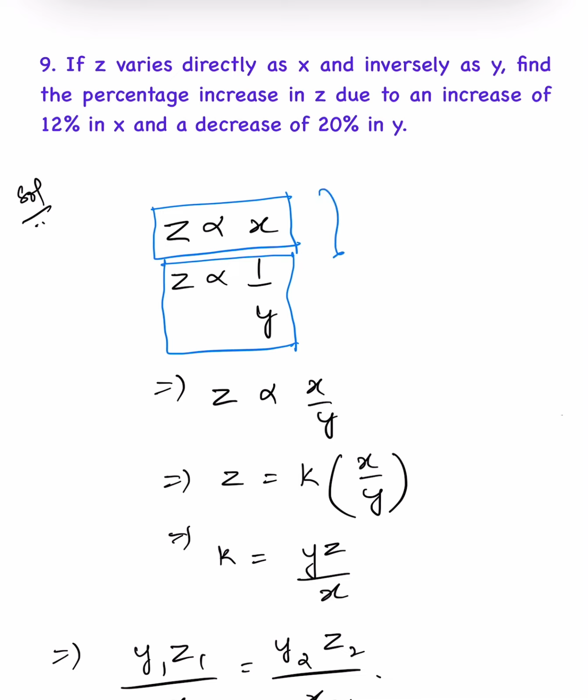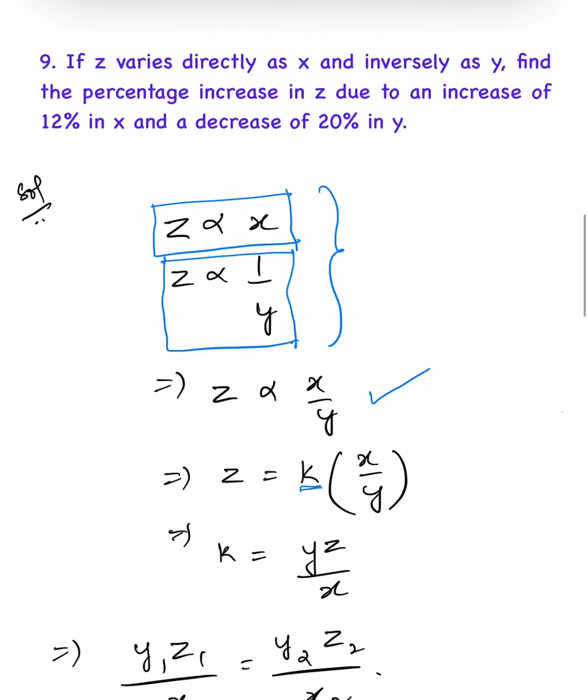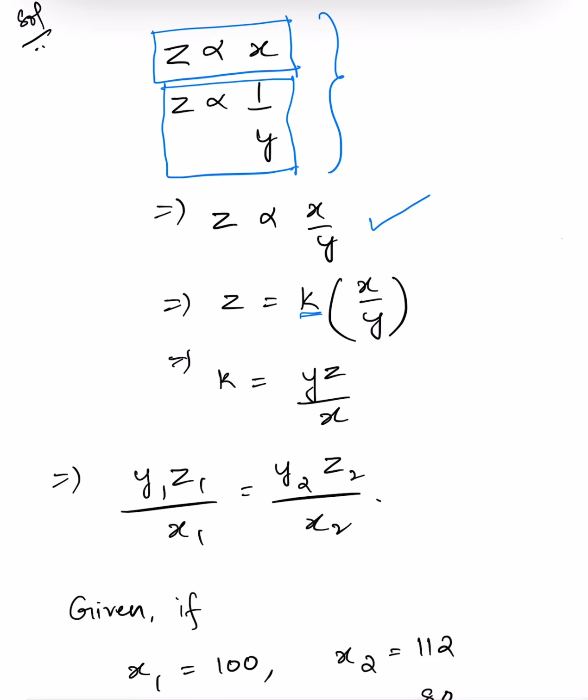So from these two, we can write that z is directly proportional to x by y. That means z is equal to k into x by y, some constant k into x by y. So what is this constant? By cross multiplication we get k equals yz by x. That means y1 z1 by x1 equals y2 z2 by x2.